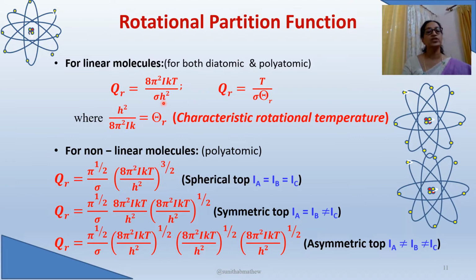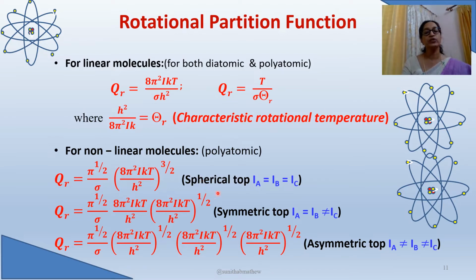So this quantity h²/8π²Ik will have the dimension of temperature and is known as the characteristic rotational temperature. So the rotational partition function can be written as q_R = T/σθ_R. Now for non-linear molecules, that means polyatomic molecules, depending upon the shape of the molecule, we will have different expressions for different types of molecules.